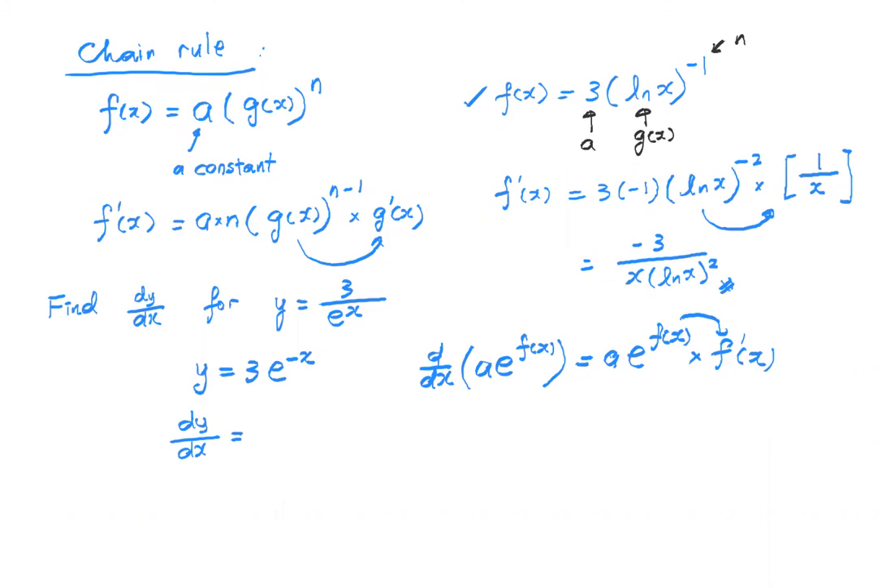Done? So copy down the whole thing. Time by the derivative of negative x, which is -1. Am I right? So this will be -3 over e to the power x. Done. Okay. Shall we go to another example?